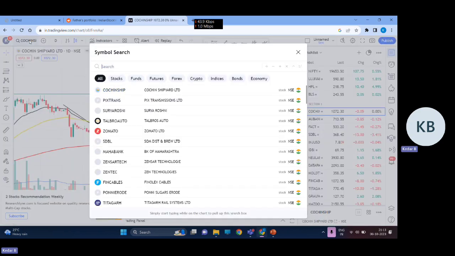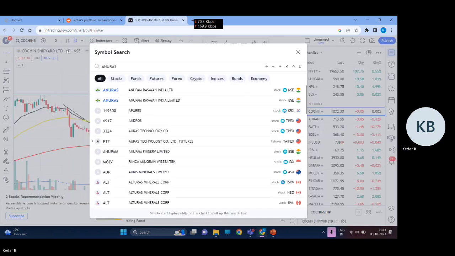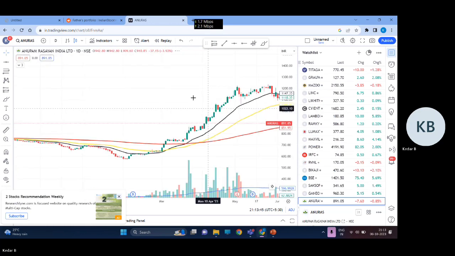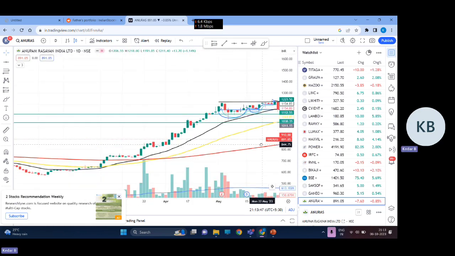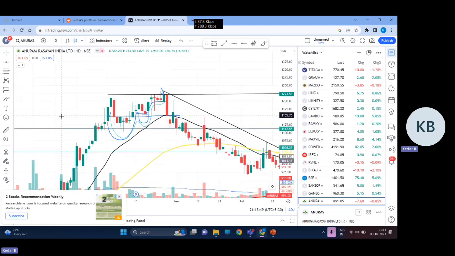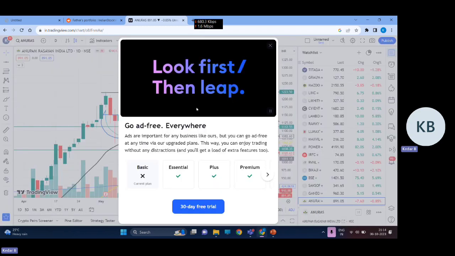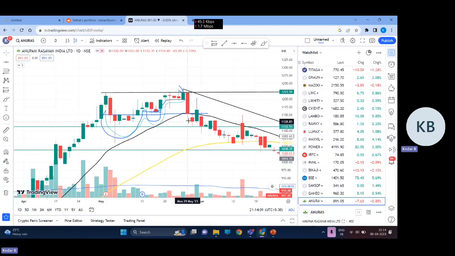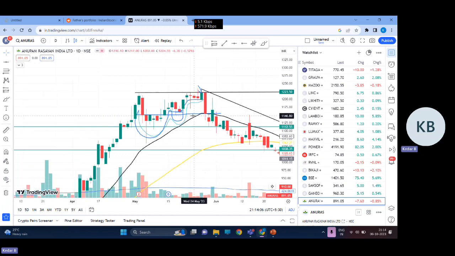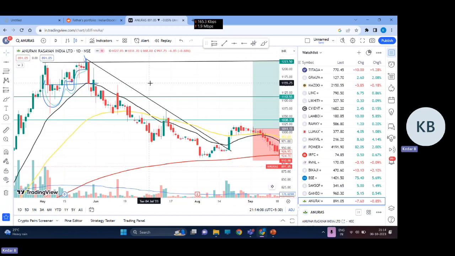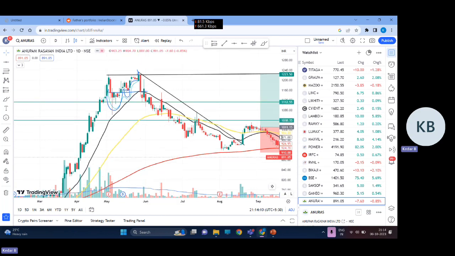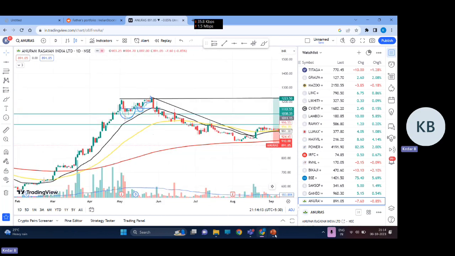And this one, this VCP had formed, and I bought it around here, thinking that it would give a breakout. What happened was the very next day it fell and I sold it around here for some 6 to 7% loss, and you can see what happened after that. That huge down move. So I avoid these by quickly booking the losses.